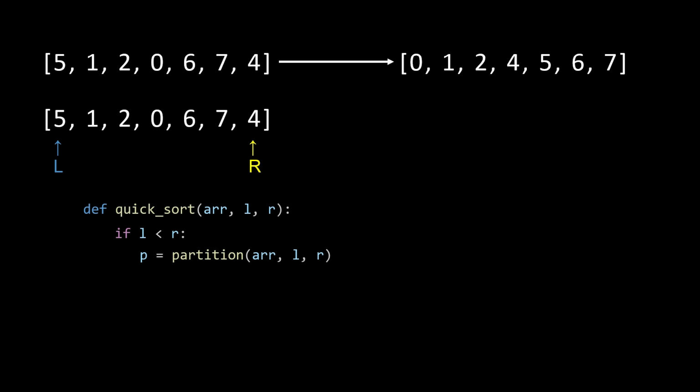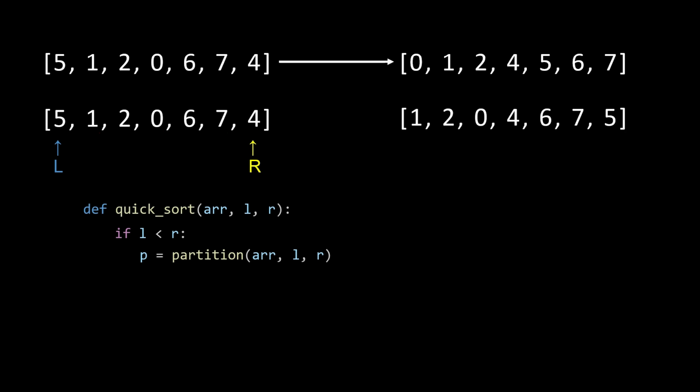So after it chooses the pivot, which in this case is going to be 4, it arranges all of the elements less than the pivot to the left of the pivot and all the elements greater than the pivot to the right of the pivot. So in this case, the values less than 4 are 1, 2 and 0. So it will put these 3 values to the left of 4, and then it will take all the elements greater than the pivot, which are 5, 6 and 7, and put these values to the right of the pivot, and the pivot will be in the middle of them.